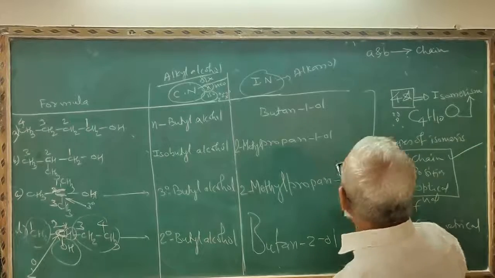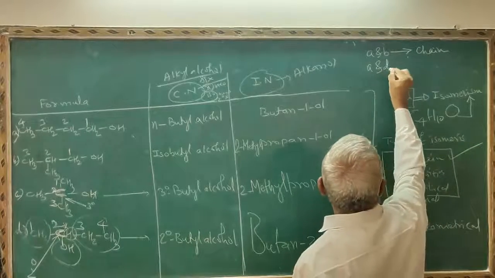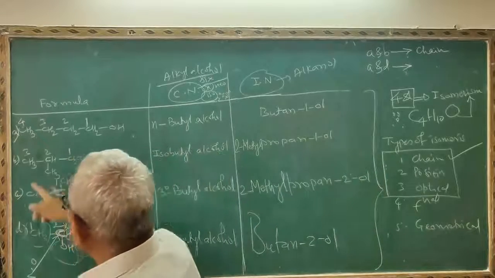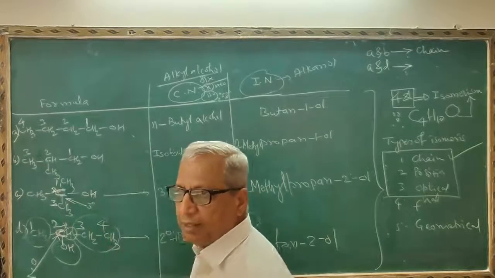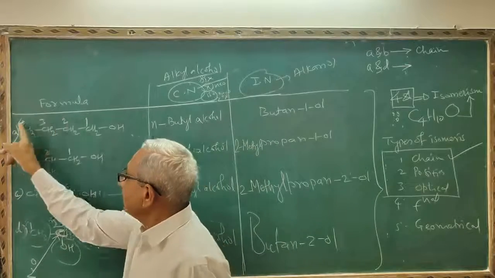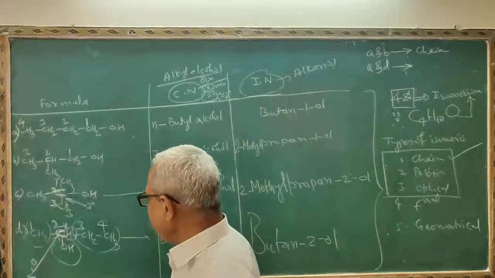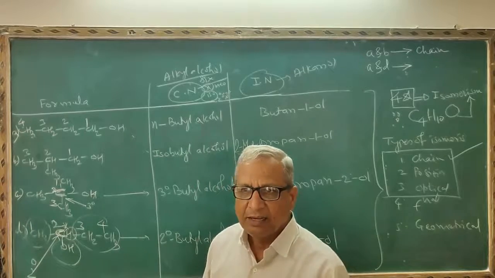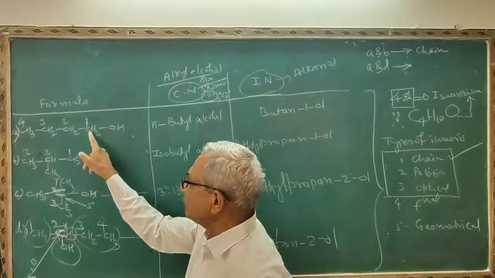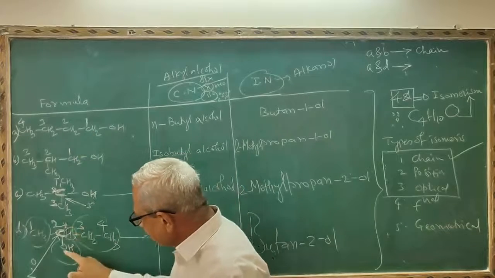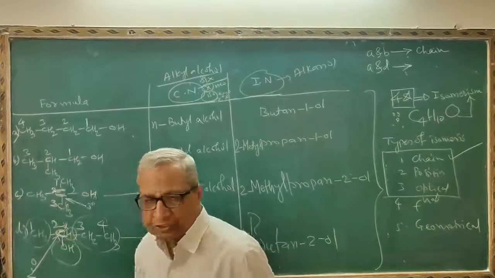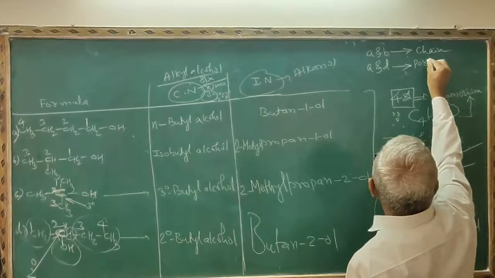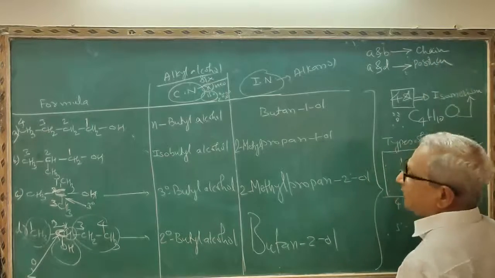Now, what is the relationship between A and D? Observe the structure A as well as D. In A, 4 carbon atoms are in a straight chain. In D, again 4 carbon atoms are in a straight chain. But what is the difference? The difference is that OH group is attached here to C1, here OH group is attached to the C2. Therefore, these are position isomers.